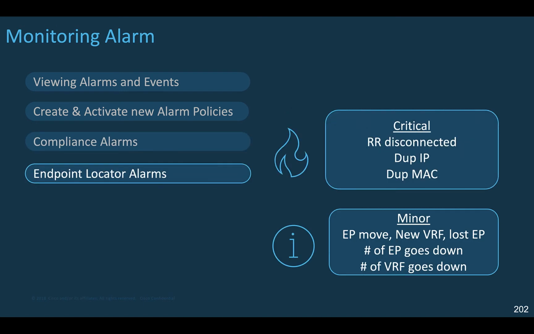The EPL external alarm category policy is activated when EPL, endpoint locator, is enabled on the fabric. Those alarms are raised for issues such as duplicate IP addresses, duplicate MAC addresses, when an endpoint appears or disappears on a VRF, or when it moves within the fabric, or when the in-band interface of the DCNM loses connectivity with the root reflector. Depending on the issue, the severity level of the alarm policy can be critical or minor.